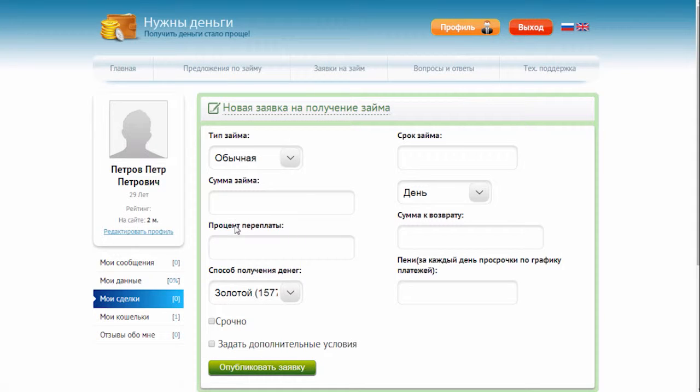So, we create a new loan application. We indicate the terms of the loan which suit us. It is certainly the amount that we want to receive, the amount that we are ready to pay back, and after what period of time.